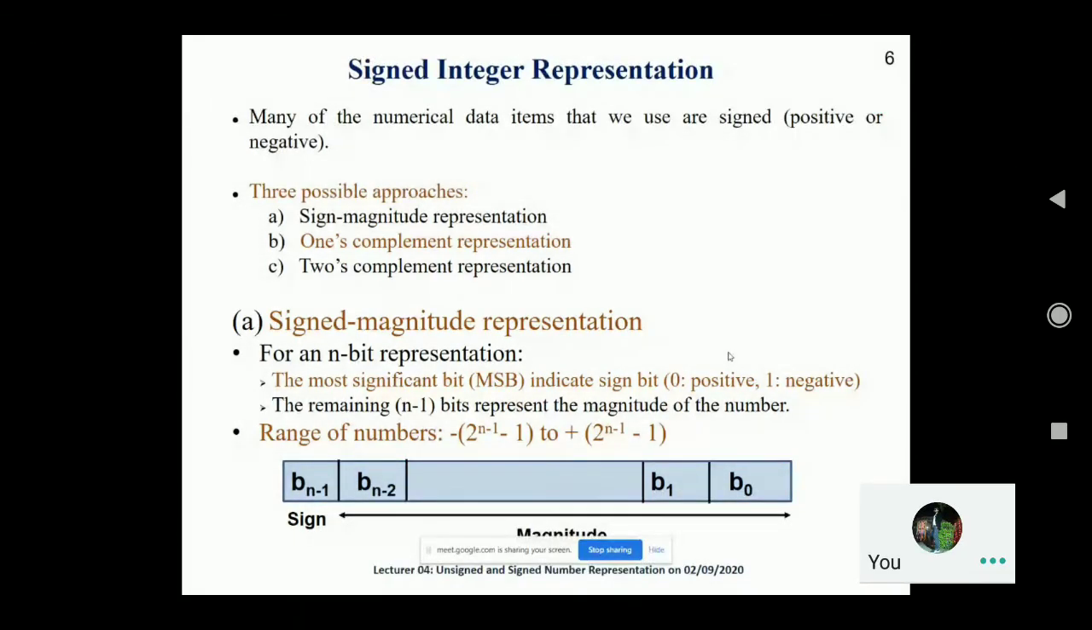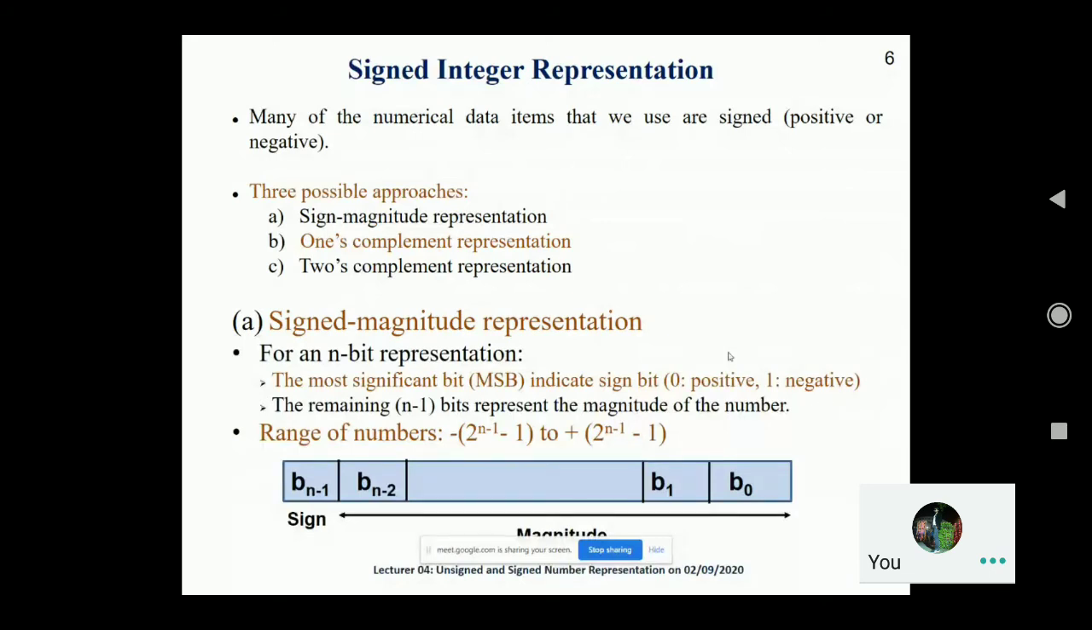Now see here, when we are considering the first approach, sign magnitude representation, what happened? Suppose we are considering n bits. We are assuming n-bit representation because this is the generalized form. So for n bits, we are not considering any particular value, 8 bit or 3 bit. Suppose we are considering n-bit representation.